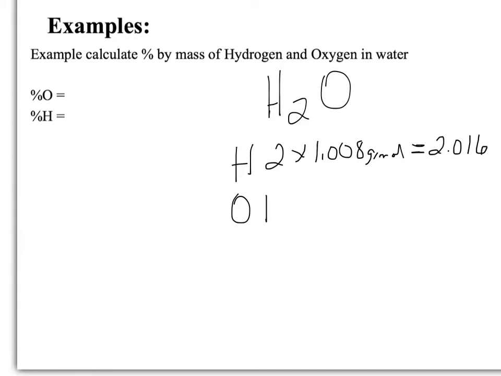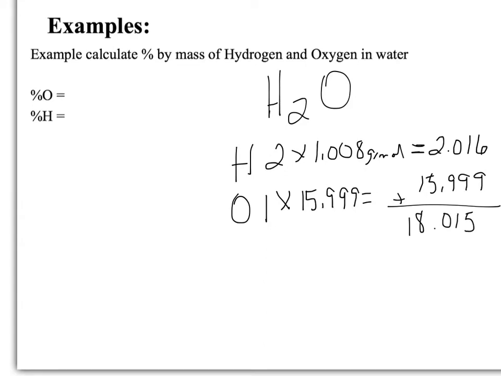All right. Oxygen. There's how many oxygens? 1. What's its mass? 15.999. And so we would get 15.999. And what do we get for a total? 18.015. So that is all the information we need for the whole thing.